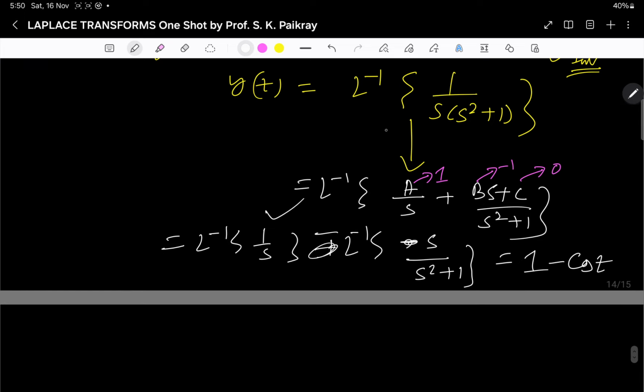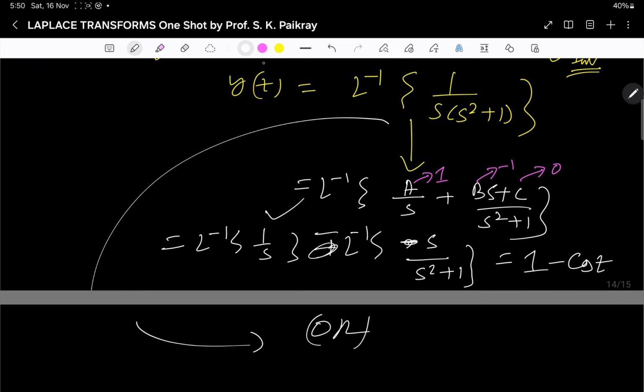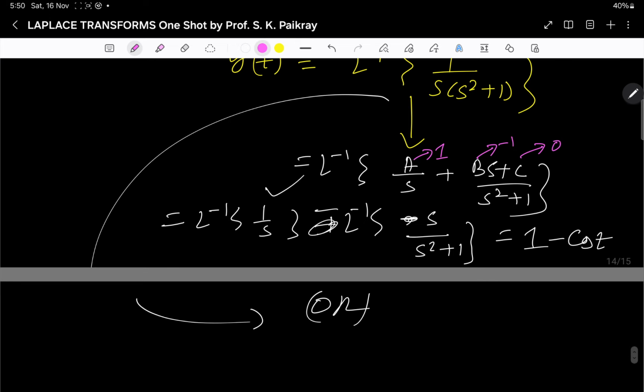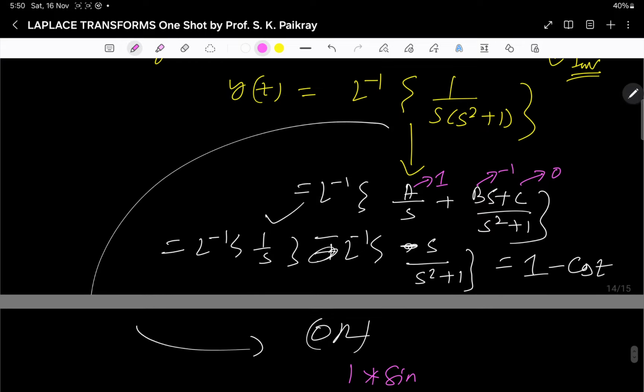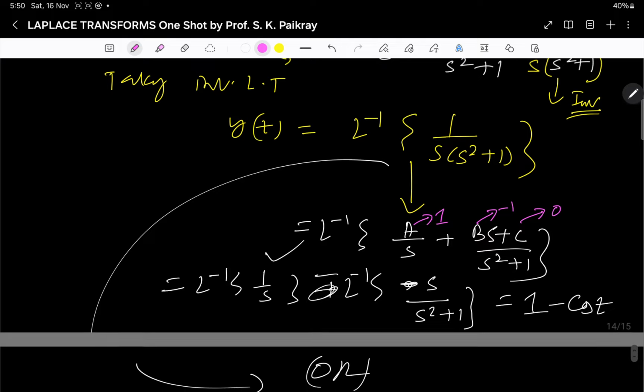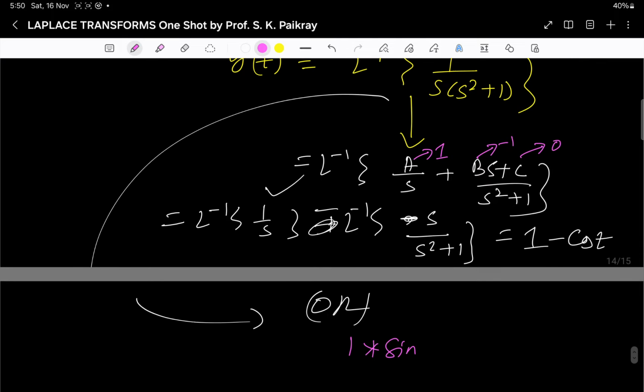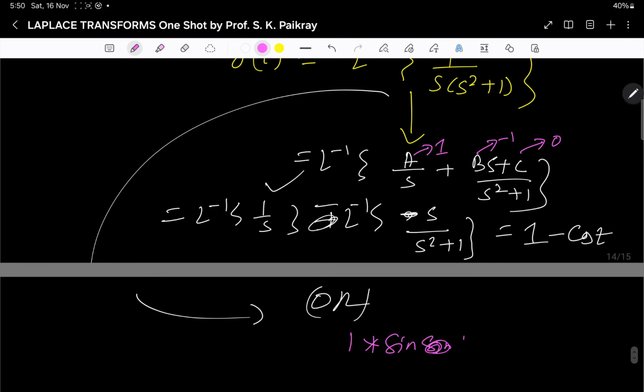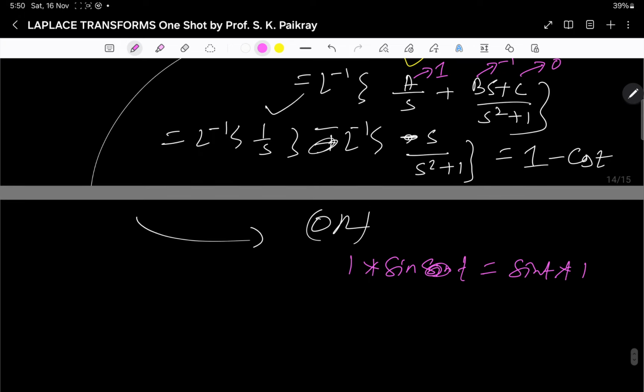If you apply the other way also, if you apply the convolution here, can you not write it? It is 1 convolution sin t, or you can write it sin t convolution 1, and you can get the answer also: 1 minus cos t.